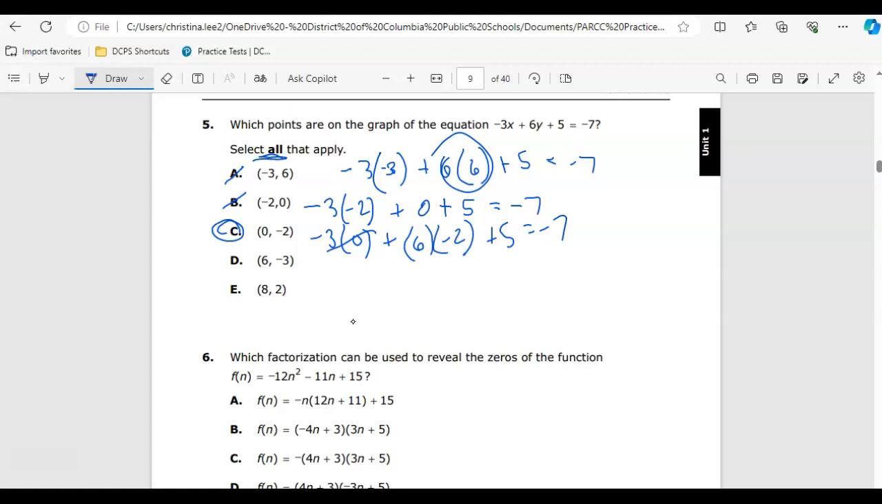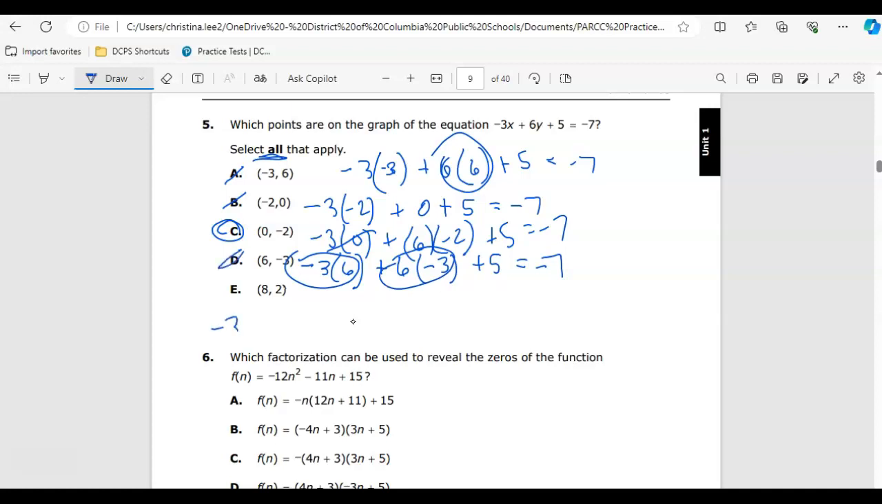So let's try plugging in 6 here. Negative 3 times 6 plus 6 times negative 3 plus 5 equals negative 7. I can tell right away, this is negative 18, and negative 18 is negative 36. So that's no way going to equal negative 7.